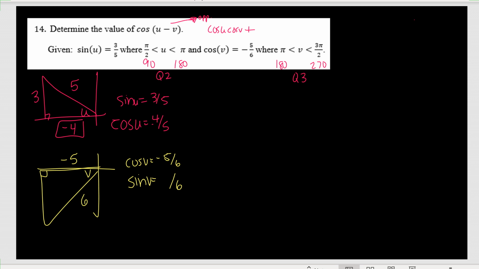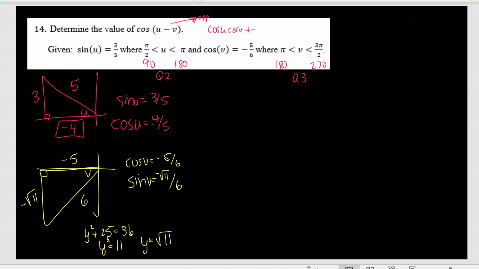So Pythagorean theorem is going to say a squared plus b squared equals c squared, or y squared plus negative 5 squared equals 6 squared. So y squared is 36 minus 25, which will give me y squared equaling 11, or my y value is the square root of 11. Because we're in quadrant 3, that y value for sine has to be negative. Okay, now we have everything we need. It may not be gorgeous, but that's okay. We got what we need.